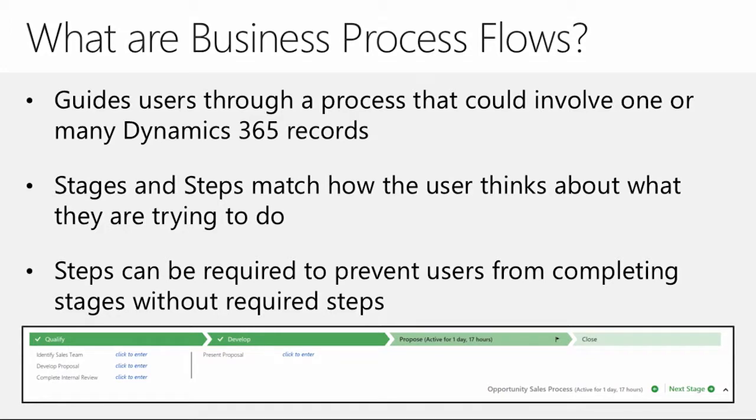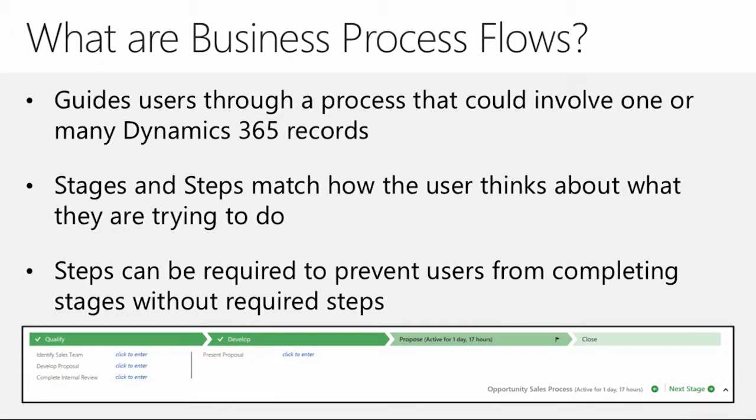As you can see within the qualify, develop, and propose stages, there are different steps that are in there to match what the user's trying to do. Within the propose stage, I need to identify who the sales team is and determine whether or not I've done that. I need to develop the proposal, complete an internal review of that proposal, and then present that proposal to the customer.